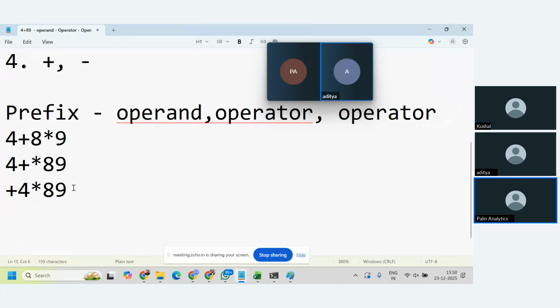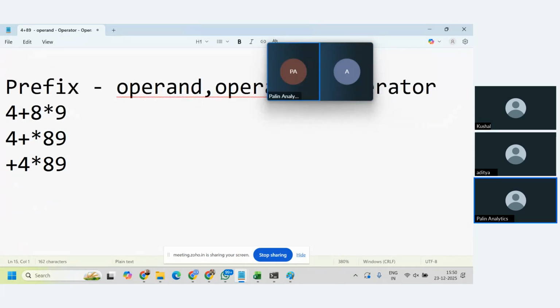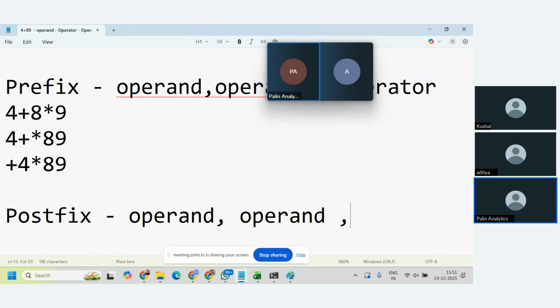Okay. Like this, there is postfix. So in postfix, it is just the opposite. In postfix, first of all there is an operand, then again an operand, and then there comes an operator.